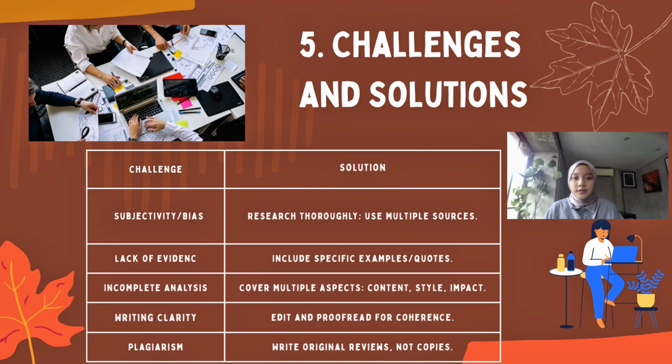Okay, so for the next is challenges and solutions. The challenge is subjectivity or bias, and the solution is research thoroughly and use multiple sources. And the second one is lack of evidence, and the solution is include specific examples or quotes. The next challenge is incomplete analysis, and the solution is cover multiple aspects: content, style, and impact. And the next is writing clarity, and the solution is edit and proofread for coherence. And the last one is plagiarism. So the solution is write original reviews and not copies.